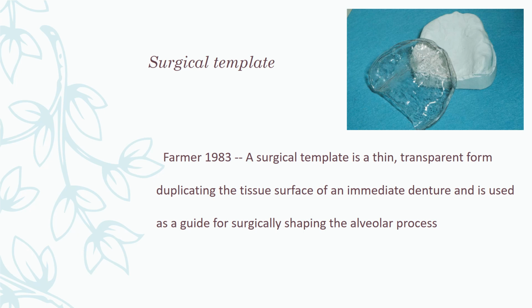All right, coming to a surgical template. So yes, surgical templates are also made. According to Farmer 1983, a surgical template is a thin transparent form duplicating the tissue surface of an immediate denture, used as a guide for surgically shaping the alveolar process. Okay, so it can be used for shaping the edentulous ridge. Because you're trying to make a dentulous cast edentulous, you're supposed to have concavity throughout, and this can be helped by the template.